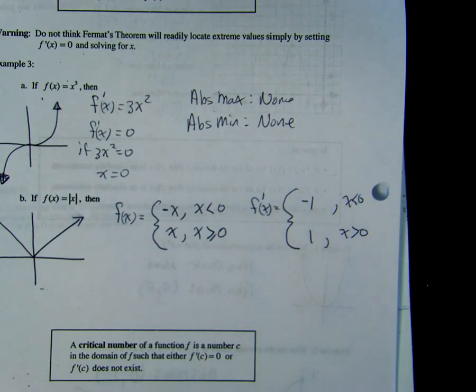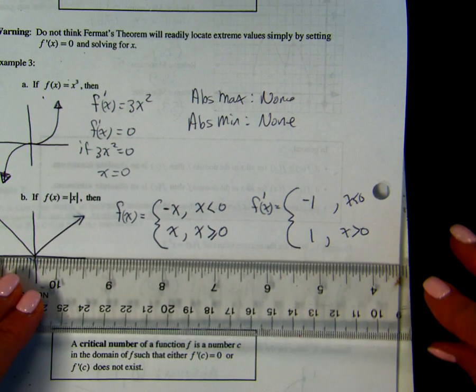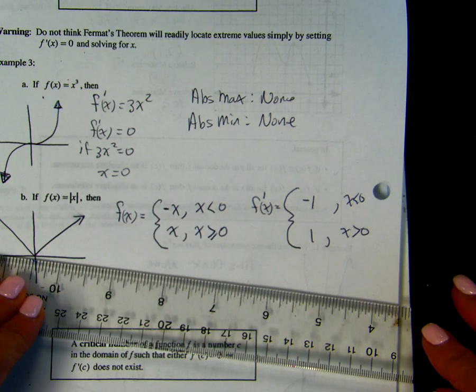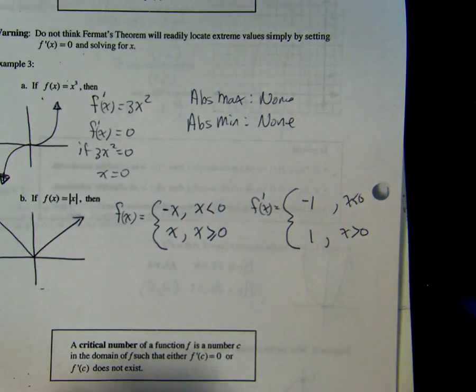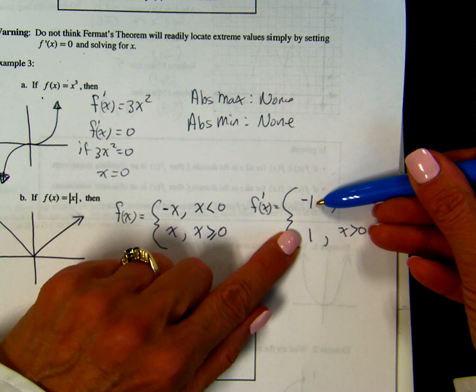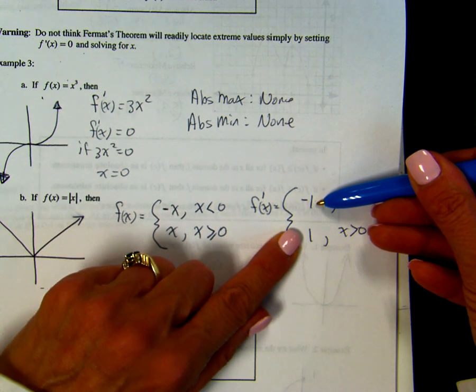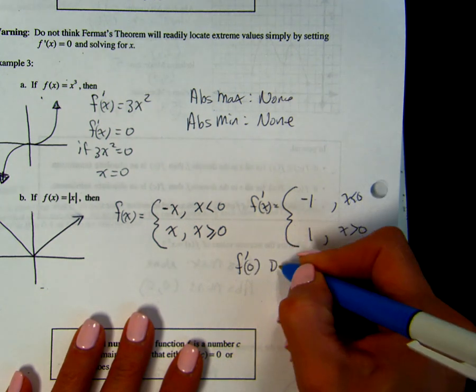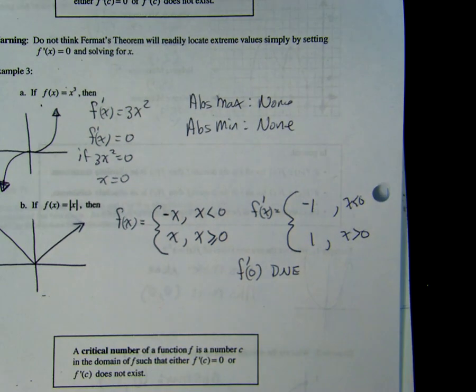What's the derivative when x is equal to 0? The slope of the tangent line to the curve at this point. There's no unique slope. It doesn't exist. Why? Because the left-hand limit, and a derivative just is a limit, doesn't equal the right-hand limit. So f prime at 0 does not exist.